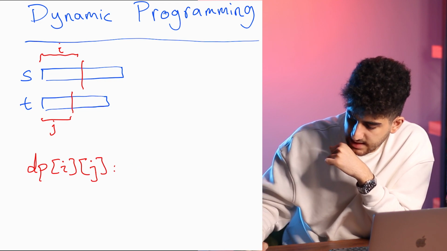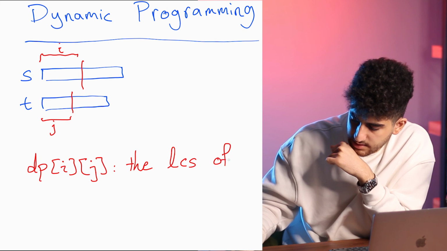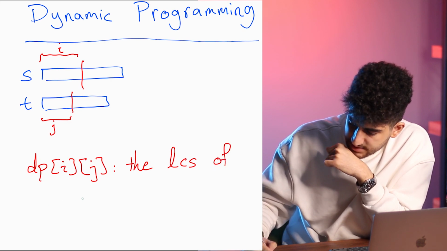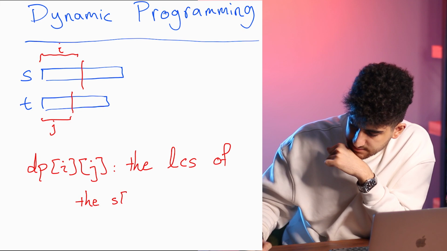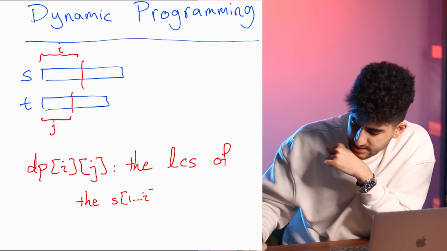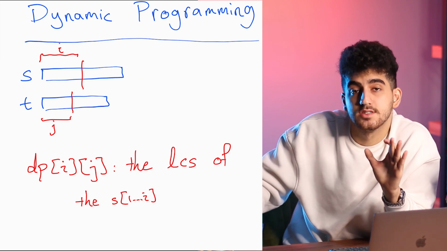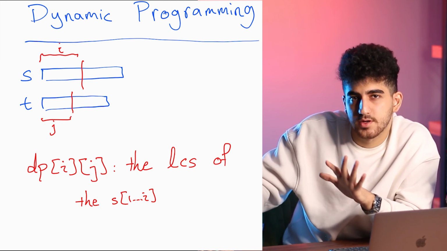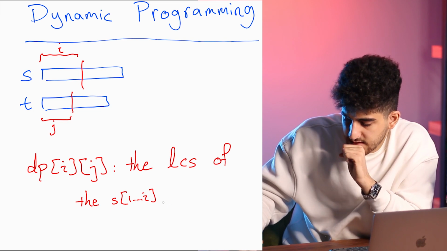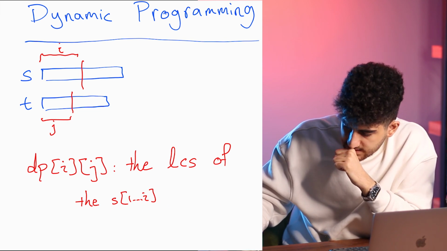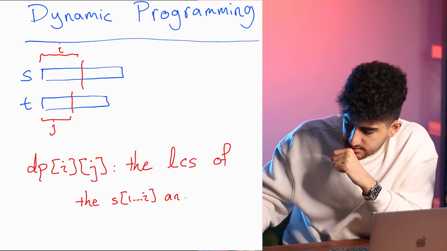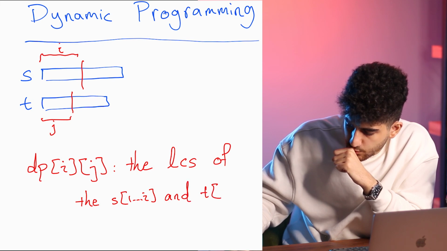which is the LCS of the first I letters of S, from 1 to I. Here I'm just writing 1-based, but in my code I will always use 0-based indexing. Here I use 1-based indexing for explanation. It is the LCS between S from 1 to I and T from 1 to J.